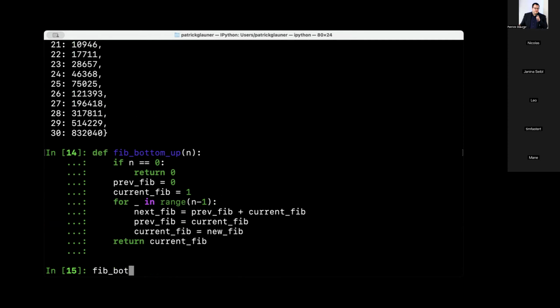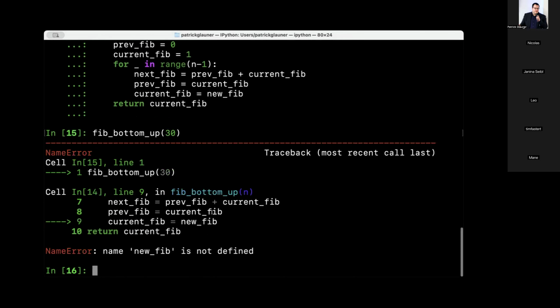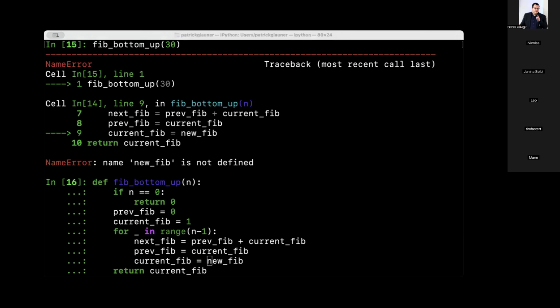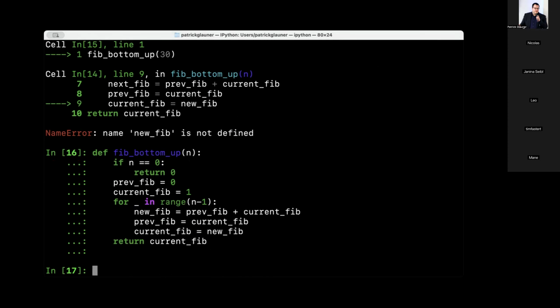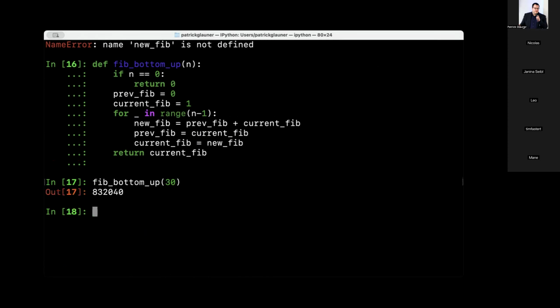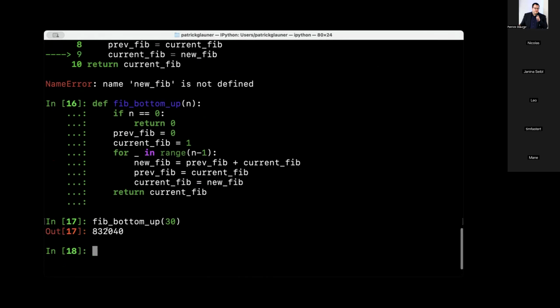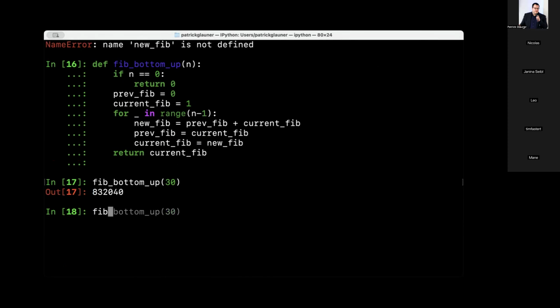So we can say the bottom up of 30 should also, and there was one typo. It's up here, not called next fib. It's called new fib, which is correctly done in the slides. So it's new fib, and then I'm assigning the new fib here, but now it should work. Slides, it's correct. And we see it's the correct value. It's 832,040, like with the Fibonacci number top down of 30.